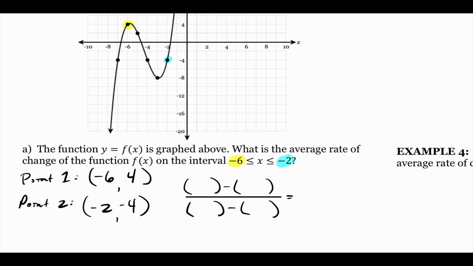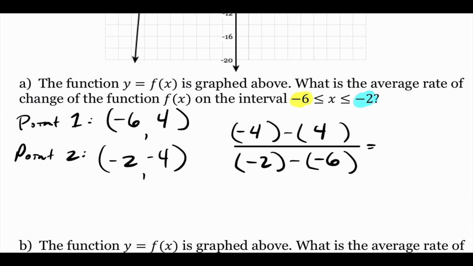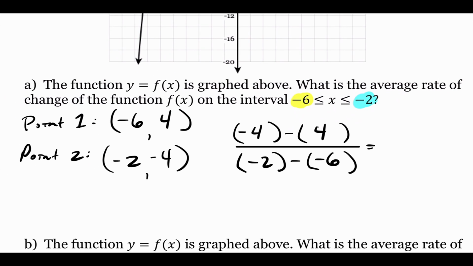Okay, plug them in. y2, -4. y1, +4. x2, -2. x1, -6. So now you have negatives. That's why, again, I do parentheses around everything, so that I know the difference.